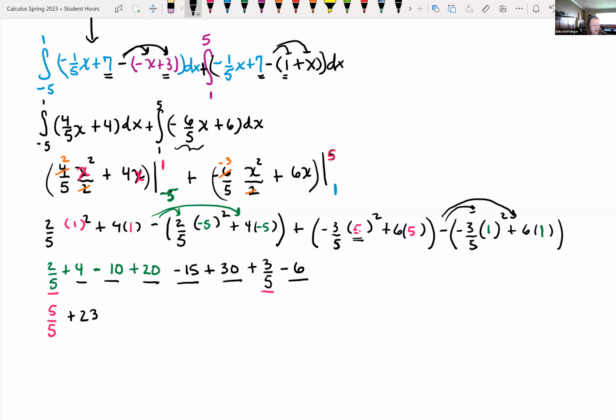Just make sure I did that right. And then 5 over 5, like I said, is 1. And 1 plus 23 is equal to 24. Let me just go check my math. I'll make sure it's correct.